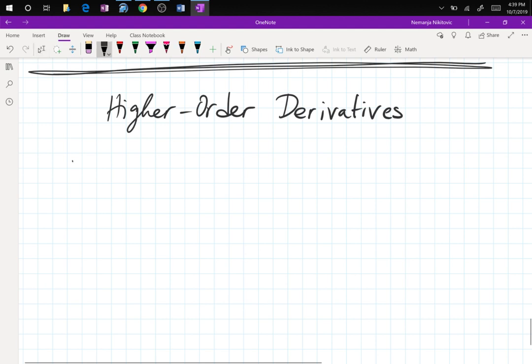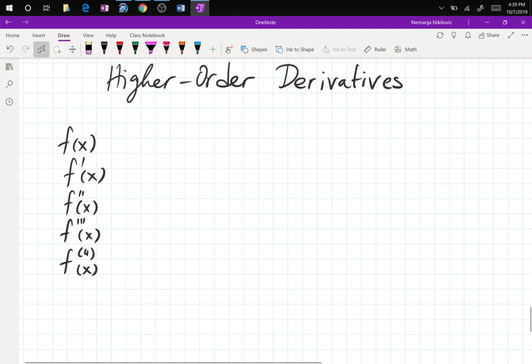So if I have the function f of x, then I take the derivative and I'll get f prime of x, that's the first. Then f double prime of x is the second. Then f triple prime of x, which is the third. And then notation changes into parentheses like this, and you put the order of the derivative in the little parentheses, and it can go forever.